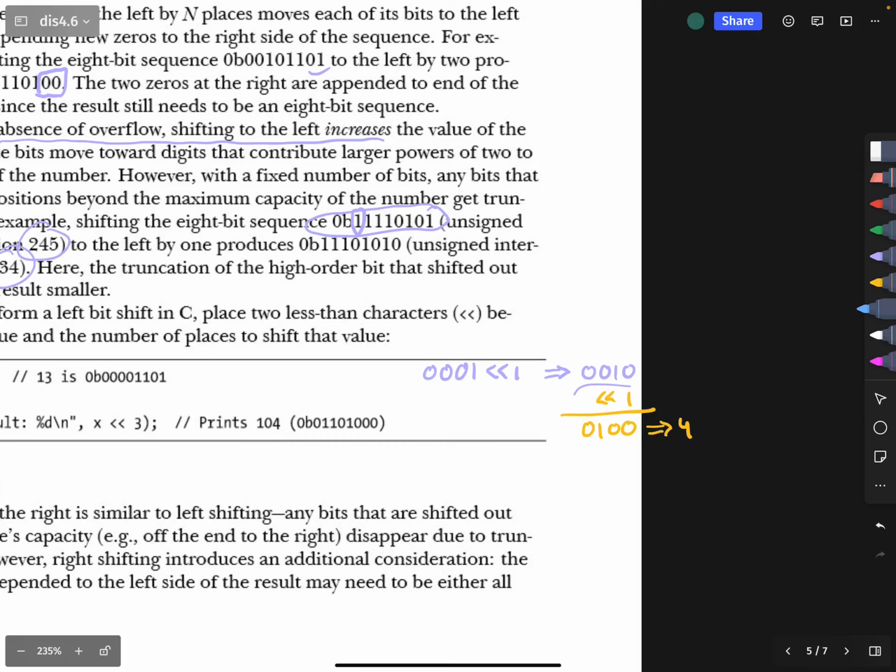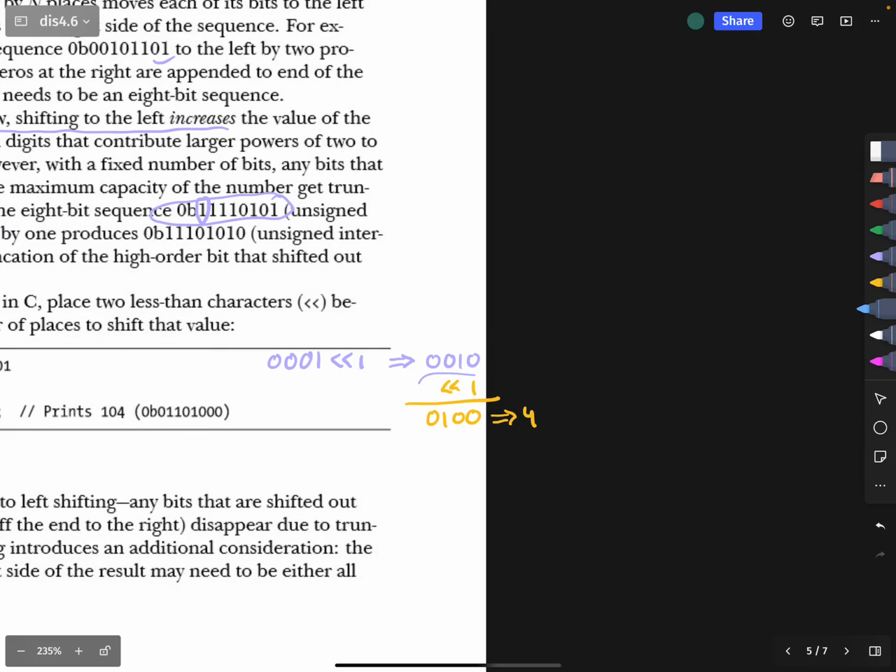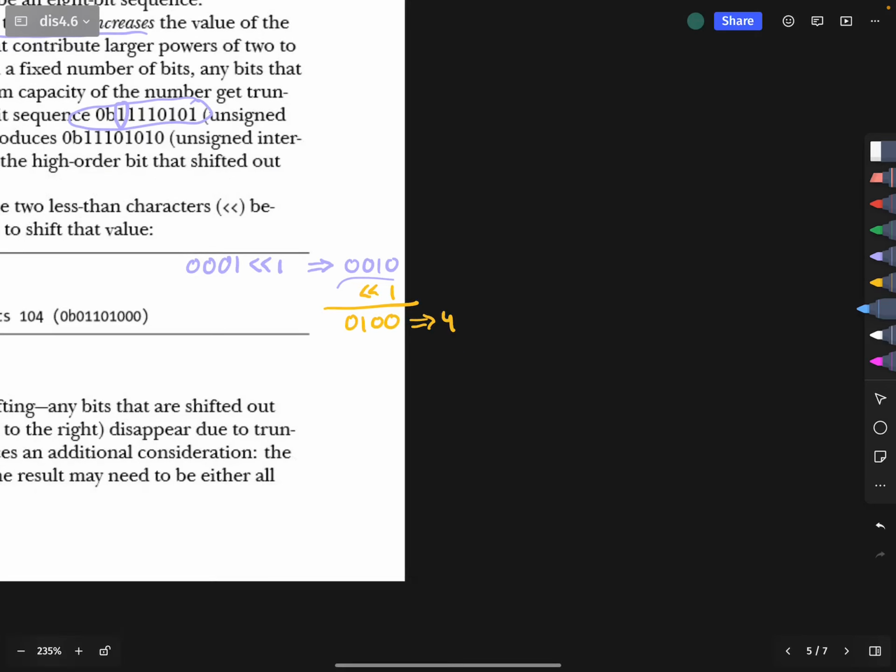Of course, losing or truncating values means that you have to have some caveats. So if you had, for instance, 0, 1, 0, 0, and you right shift by 1, then of course this is 0, 0, 1, 0, which is like taking 4 and dividing by 2 and getting 2. So that's what that is.